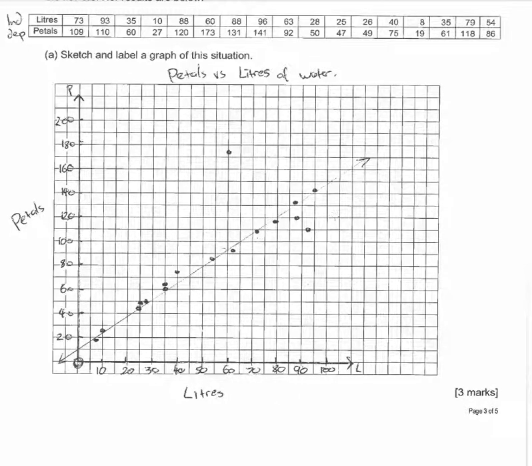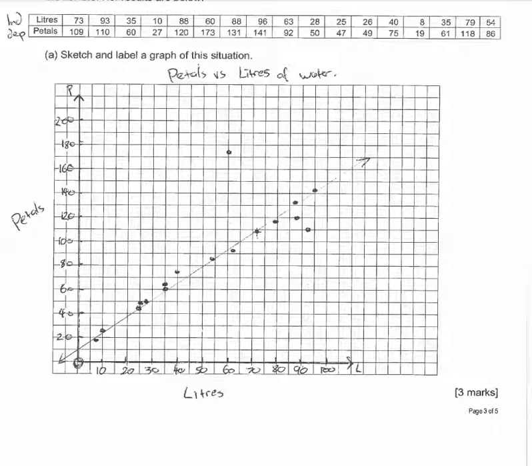So what we do at this point is you just grab your data point. So this here is one data point. If she gives 73 liters of water to the plant, it will grow. This one grew 109 petals. So that's one piece of data there. So you find 73 on the axis here, which is around about there, and you go up to 109, which is roughly sitting about there.